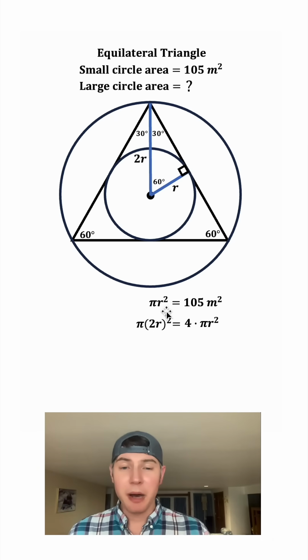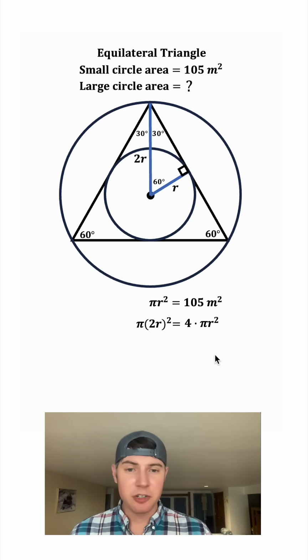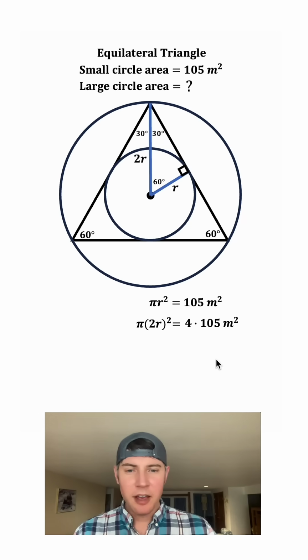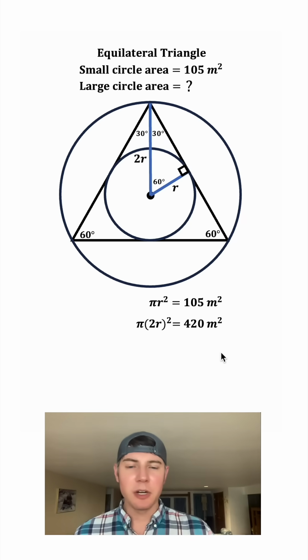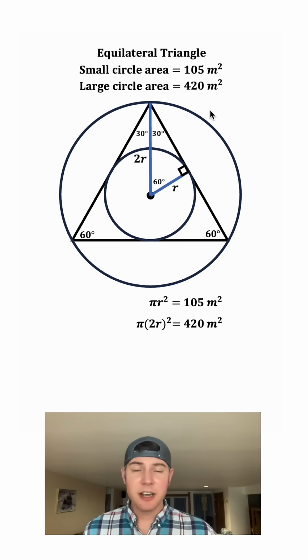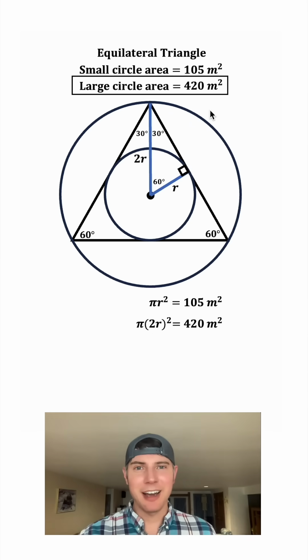And we already know that pi r squared is equal to 105 meters squared. So I'm going to substitute in for this pi r squared, 105 meters squared. And then 4 times 105 is 420. So the area of this larger circle is 420 meters squared. And that's the answer to our question. We can put a box around it. How exciting.